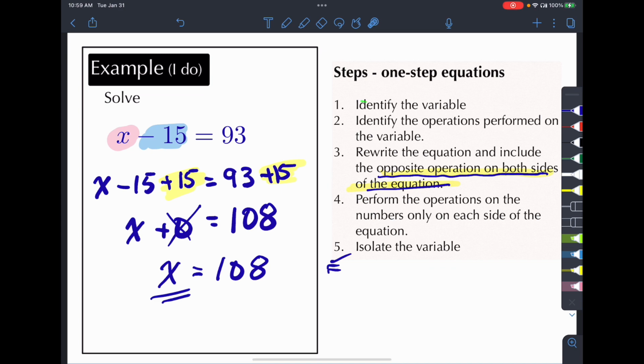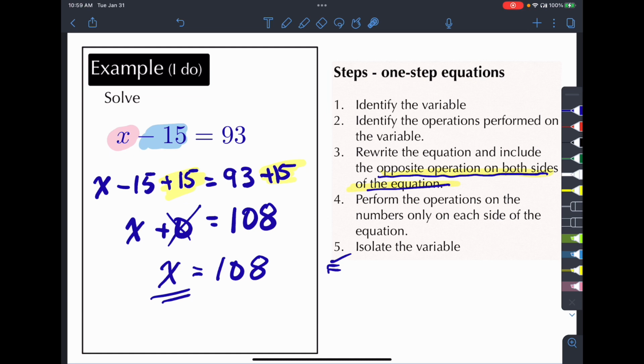There we go. We have a nice 5-step process that you could follow to solve these one-step addition and subtraction equations. The one step is right here. The rest is just doing some math down here. But this step here is the key step, when you're adding or subtracting, when you're basically doing the opposite operation on each side.